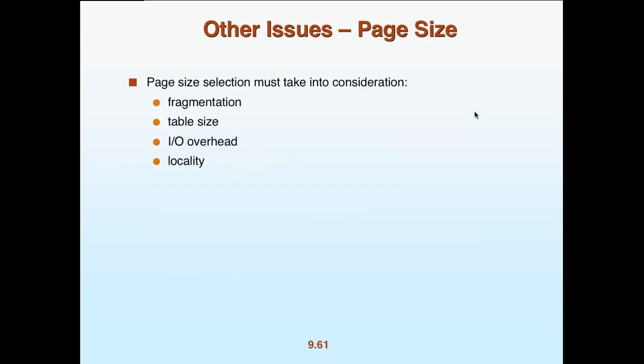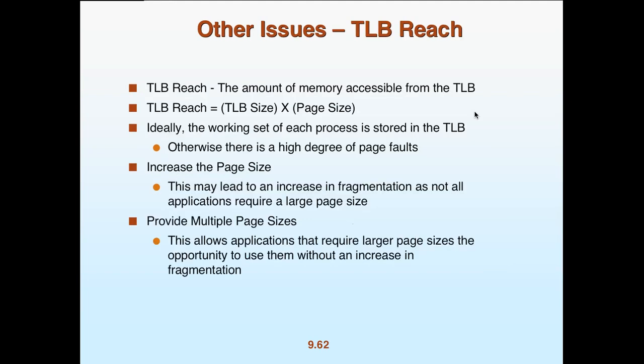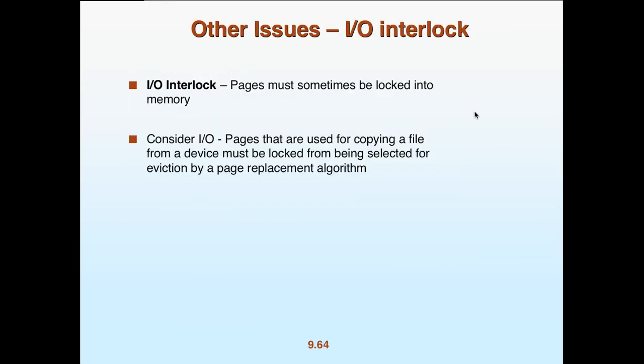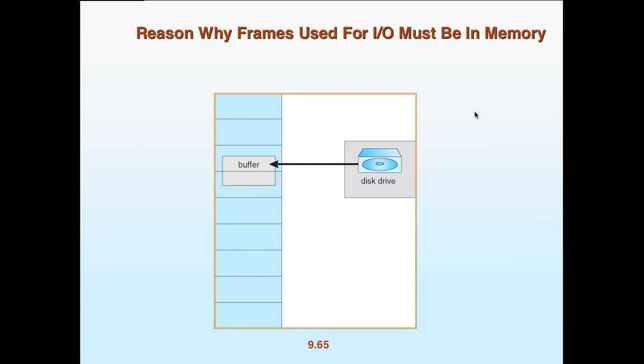These other issues, and I call them other issues because they're side considerations, things that go along with the topic that you can implement, in terms of looking at the hardware support. Here's another issue, I/O interlock: pages that must sometimes be locked into memory, not allowing them to be accessed, so considering the I/O itself. Reasons why frames used for I/O must be in memory in terms of a buffer. We see this in terms of buffered I/O, with not only the disk drive, but with CD-ROM drives and other things. Buffered I/O actually takes memory as well. Another concept to consider.